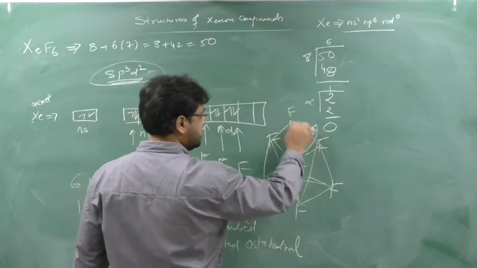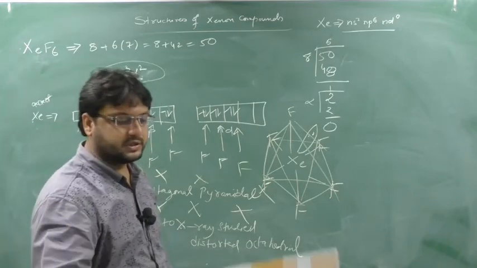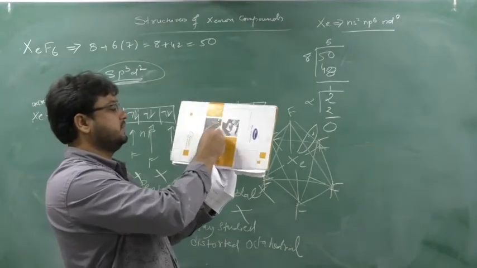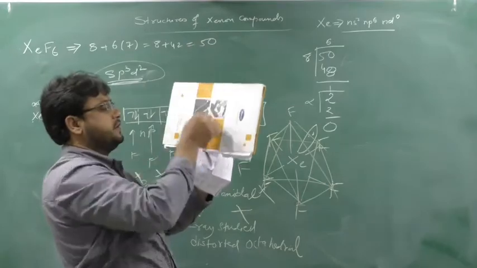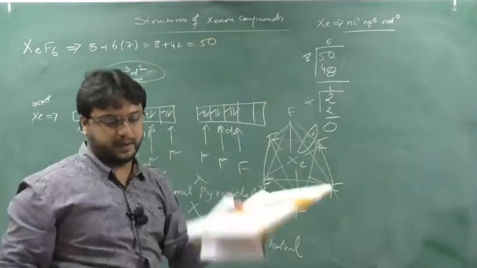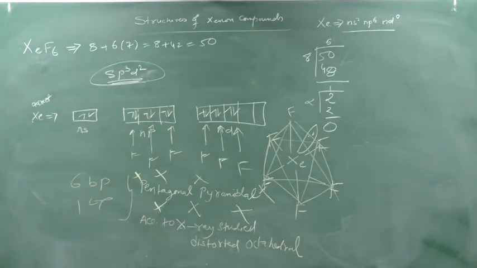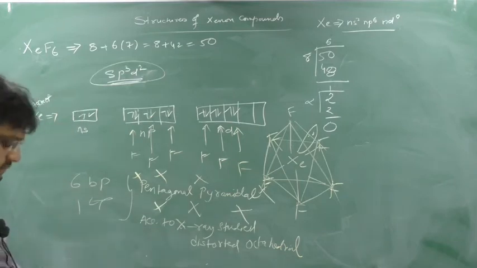This is everything you know. Distorted octahedral. The shape should be what? Suppose the center is Xe, with F here, F here, F here, F here, one F here, one F here. If you join this, it will be an octahedral. At the back is one lone pair. Clear? But actually the shape should be what? Pentagonal pyramid.